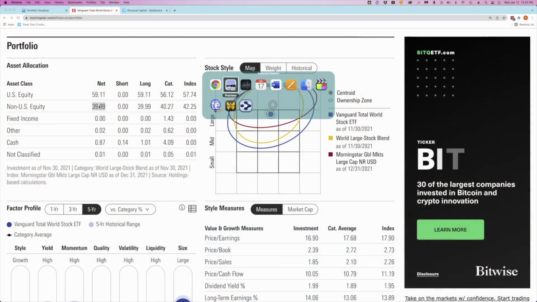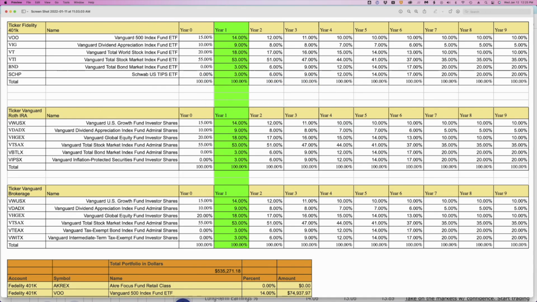For our purposes, going back to his portfolio, given the way he structured his portfolio, I'm just going to assume that he doesn't want to use VT as the core.